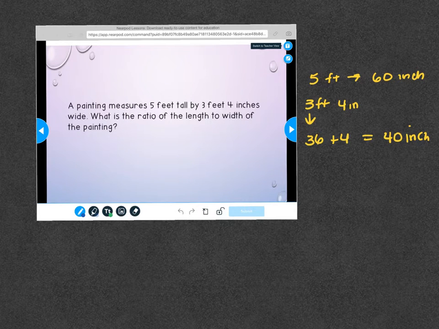It says length to width, right? The width is the shorter one, which is the one that comes second. So I would do length, which is 60, to width, which is 40. And then you have to simplify it. The easy thing here is to cross out the zeros. And then I get 6 to 4, which they're both divisible by 2. That becomes 3 to 2. So that would be the ratio of the length to the width of the painting. If it had said width to length, I would have reversed it. I would have done the 40 over the 60, so pay attention to the order of the words.